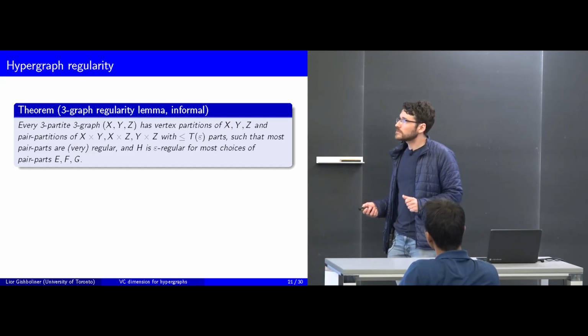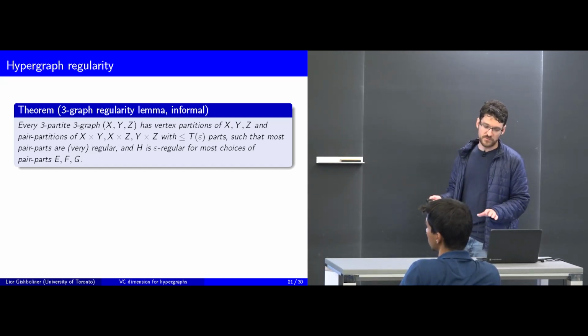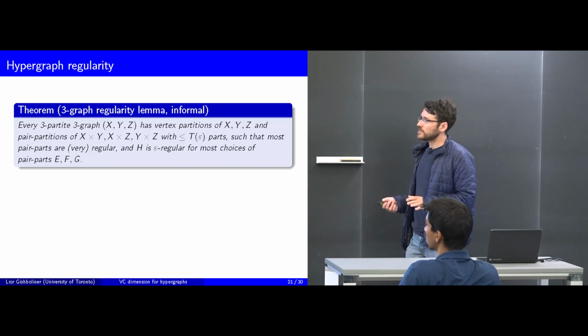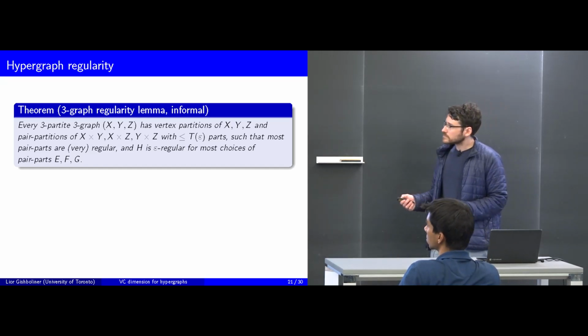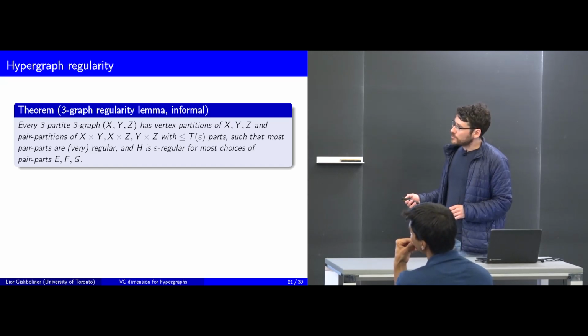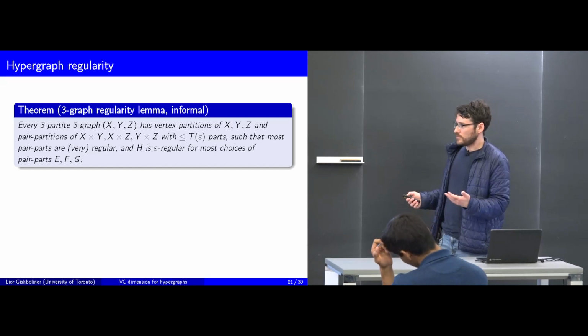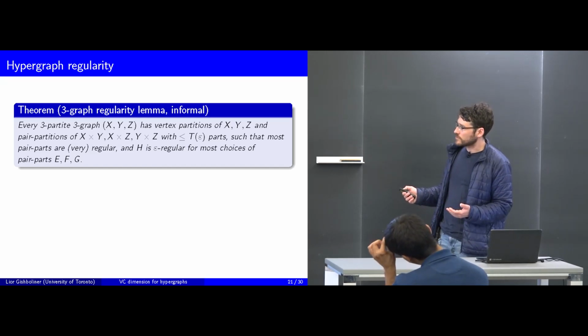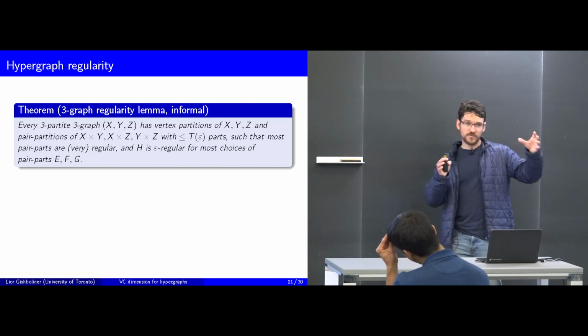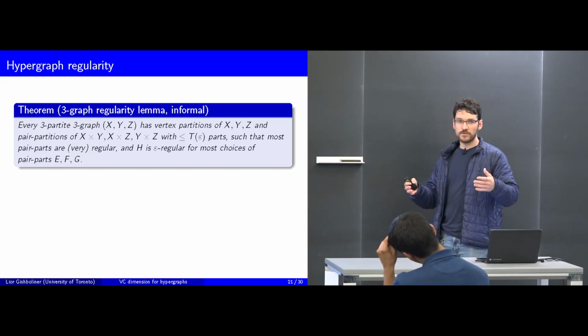And then maybe 20 or 25 years ago, people proved for the first time a hypergraph regularity lemma, so they managed to find a way to generalize the graph statement. The statement is that if I give you any 3-uniform hypergraph with parts X, Y, Z, then you can find a regular partition, which means you partition the vertices of X, Y, and Z, and you also partition the pairs into the sets E, F, and G, such that for most of the choices of E, F, and G, the hypergraph will be regular.